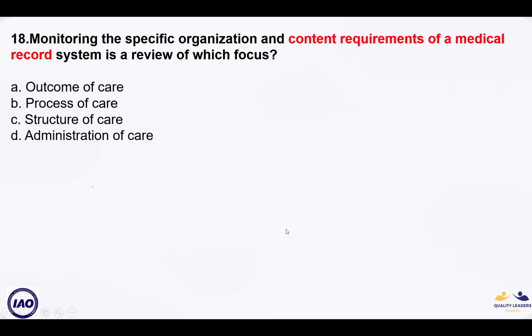Now, coming to question number 18. Monitoring the specific organization and content requirements of a medical record system is a review of which focus? Now, here it's asking about monitoring the specific organization and content requirements of a medical record system. We all know the Donabedian framework of structure, process, and outcome, right? So what are the structural indicators, process indicators, and outcome indicators?